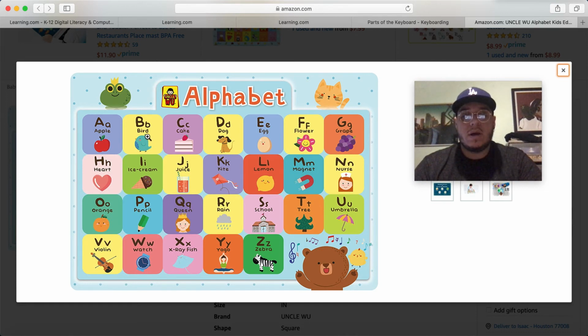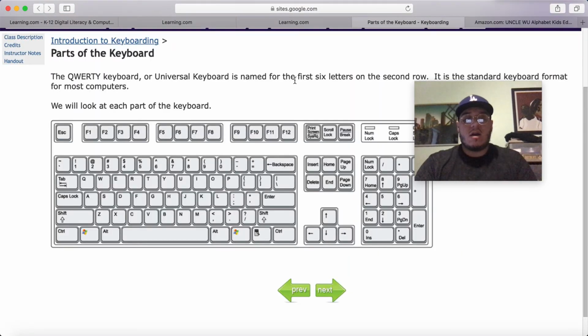B, C, D, and E. A, B, C, D, E. Our first 5 letters that we're going to go over. Okay? So let's look at what they look like on the keyboard. Let's look at this keyboard here, or even look at your keyboard.